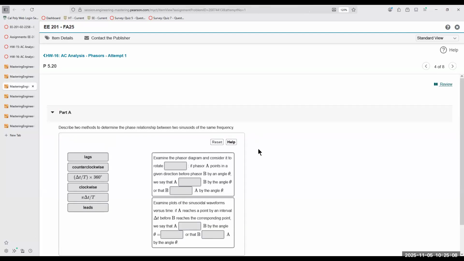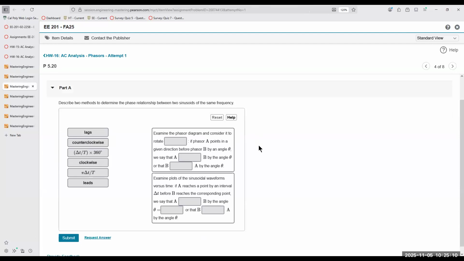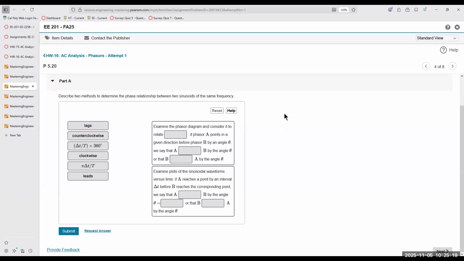All right, 519 or 520, sorry. Describe 2 methods to determine the phase relationship between 2 sinusoids of the same frequency. So read the statements and let me know what you think the answer is for the first one. There are two statements on there. The first is the phasor diagram. Second one is the sinusoidal waveform.